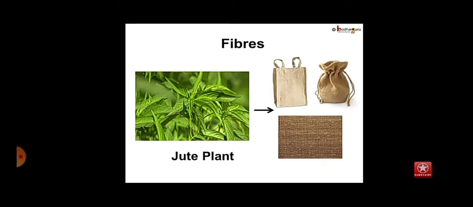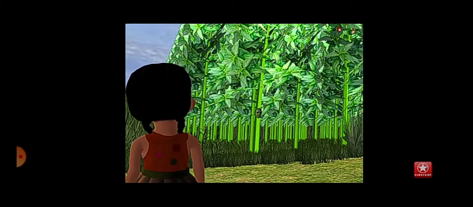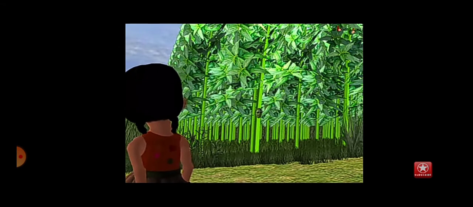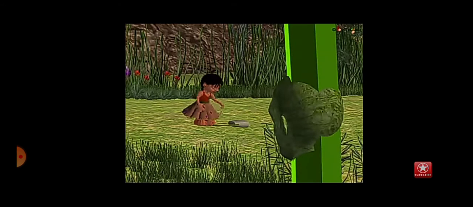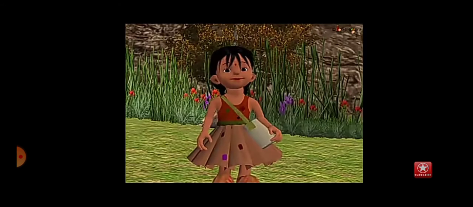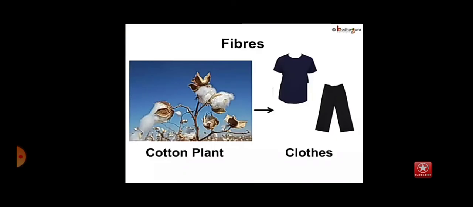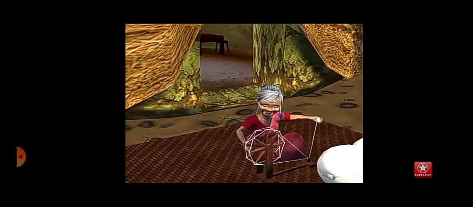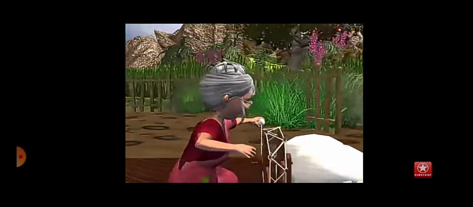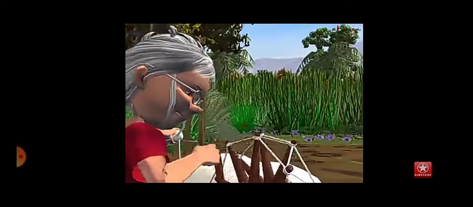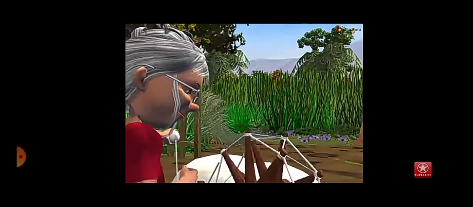Jute bags, ropes, sacks, and mats are made by fibers we get from the jute plant. Like in the story, the jute plant gave Sona the jute bag to keep her school books. What clothes you like to wear in summers? Cotton clothes. Our comfortable cotton clothes are made of fibers which we get from the cotton plant. Like in the story, the grandmother was spinning cotton to get cotton yarn out of which clothes are made.